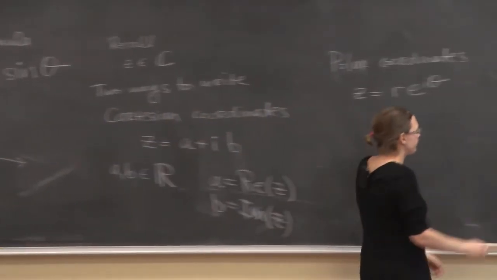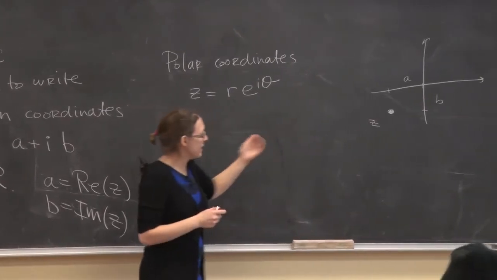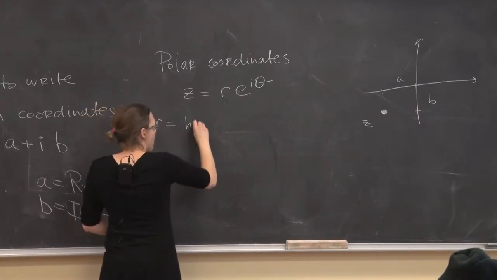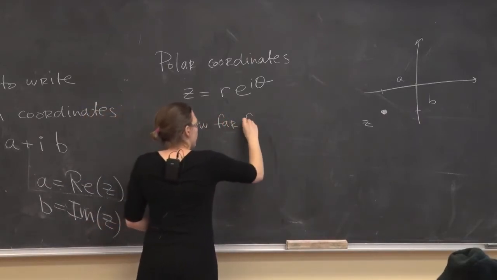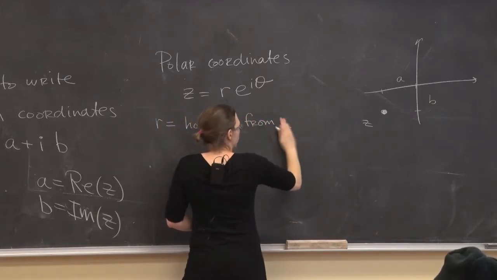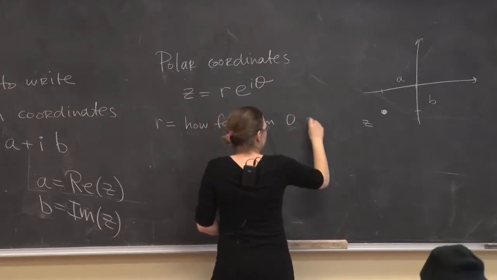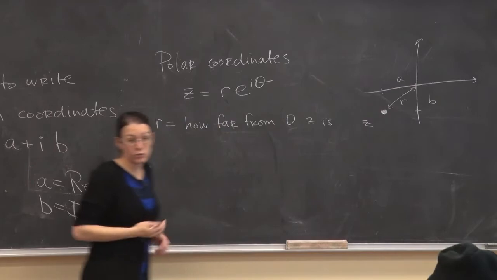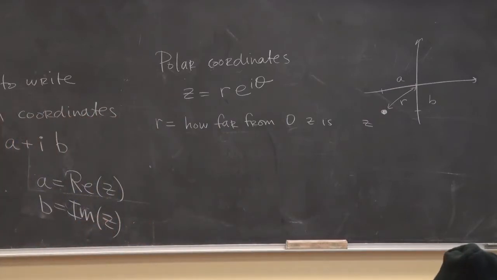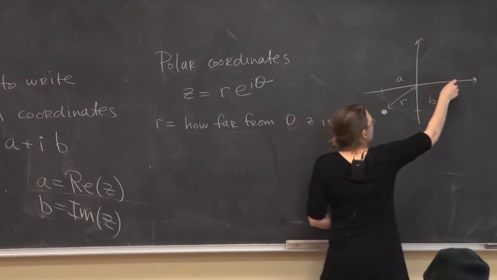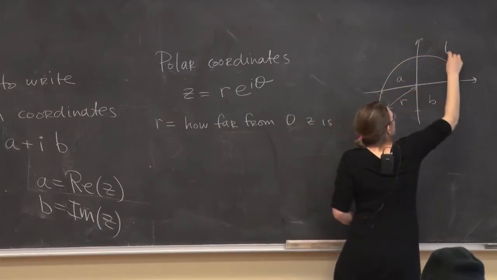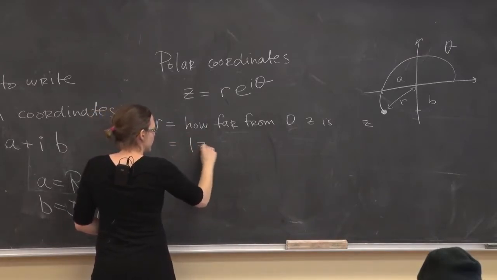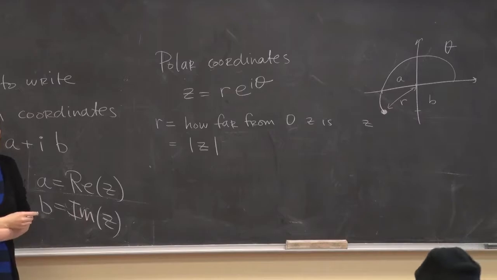So r is how far from 0 z is. On my picture, it's going to be this distance r. Just like in Calc 3, that's what r was. And theta is this angle. Okay. Sometimes r is denoted the absolute value of z, like that.